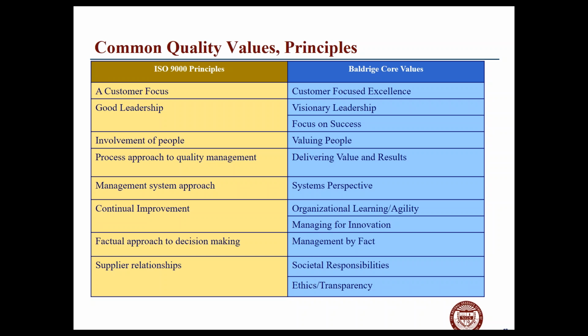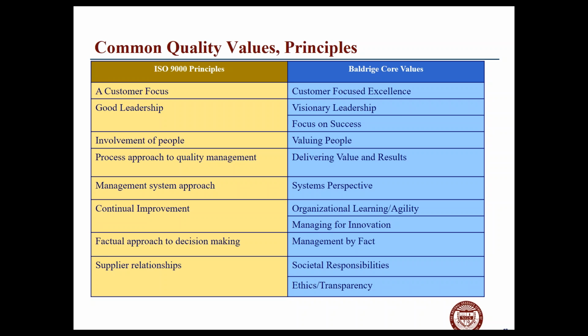Management by fact: do we measure stuff? Do we make decisions primarily by looking at data? Are we good neighbors, responsible environmentally? Do we ensure we don't violate codes or do something that's unethical? And do we have that transparency? So those are kind of the core values in a very high-level summary. What I'd like you to do in the Baldrige criteria is look at the definitions of those.